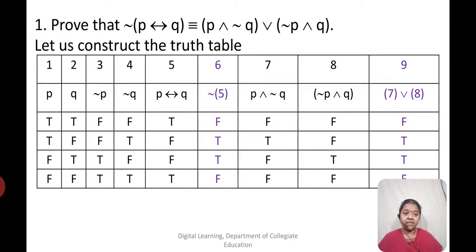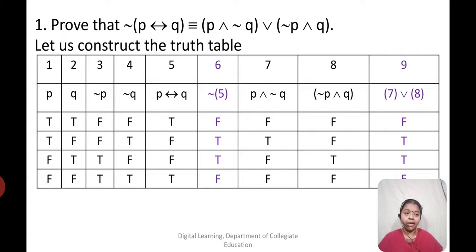Now 7 and 8 are connected by the logical symbol OR. So what I'm going to do now is write column number 7 and column number 8 connected with the symbol OR. Let us finish the problem by column number 7, column number 8 with the symbol OR. Whenever I say OR, if any one of them is true, it is going to be true. If both of them are false, it is going to be false. So the first one and the last one have capital F value, so obviously the answer is going to be capital F. The second one and third one have at least one T value, so the final answer is going to be capital T.